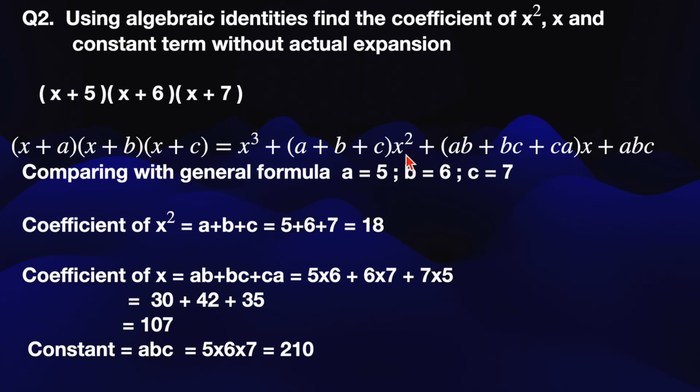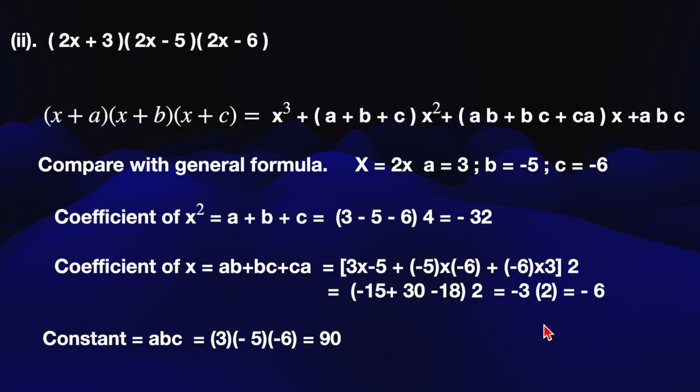Write it down. Coefficient of x square is a + b + c. Add it, 18 is the answer. Coefficient of x is a into b plus b into c plus c into a. Simplify it, you get the answer 107. And the constant is a into b into c. You get the answer as 210.